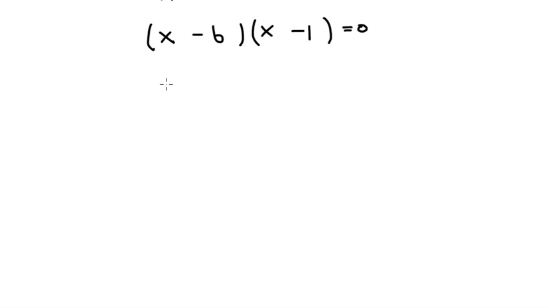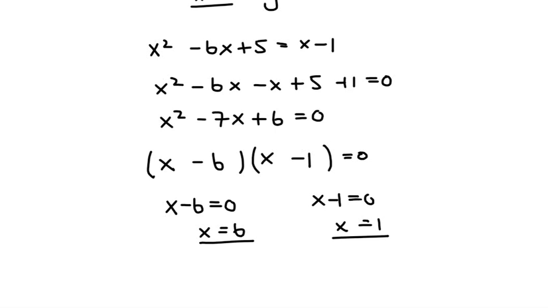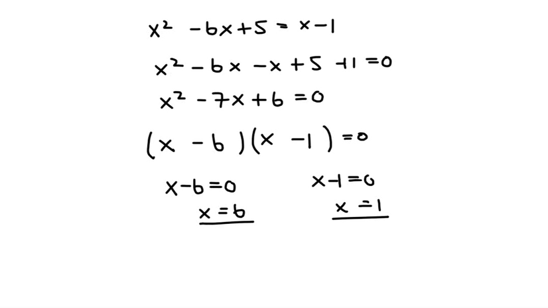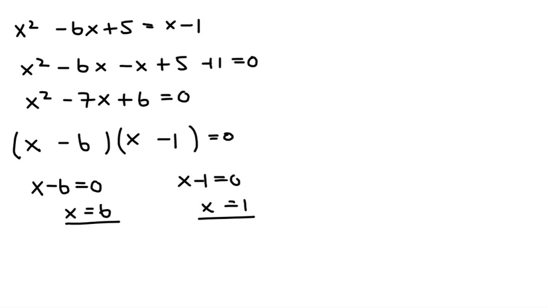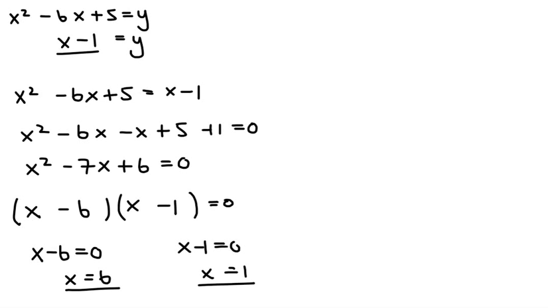Now that I have my factors, I let them both equal to 0 and I solve for x. So I have my 2 values for x. So again, I don't stop here. Now that I have my values for x, I need to find my values for y. I'll go back to the equations that I started with. Again, I think it's easier to take the linear equation. So we have x minus 1 equals y.